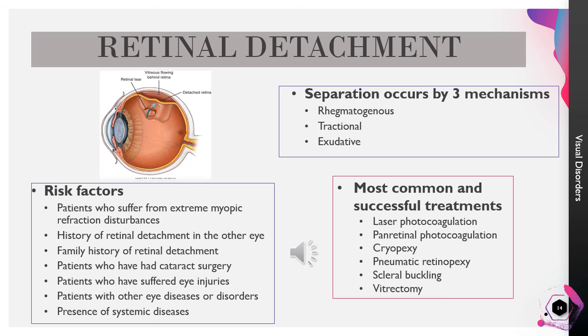Tractional detachment is the least common type of detachment and occurs when scar tissue on the retina surface contracts and causes the retina to separate. Exudative detachment is usually caused by retinal disease, including inflammatory disorders and injury or trauma to the eye.